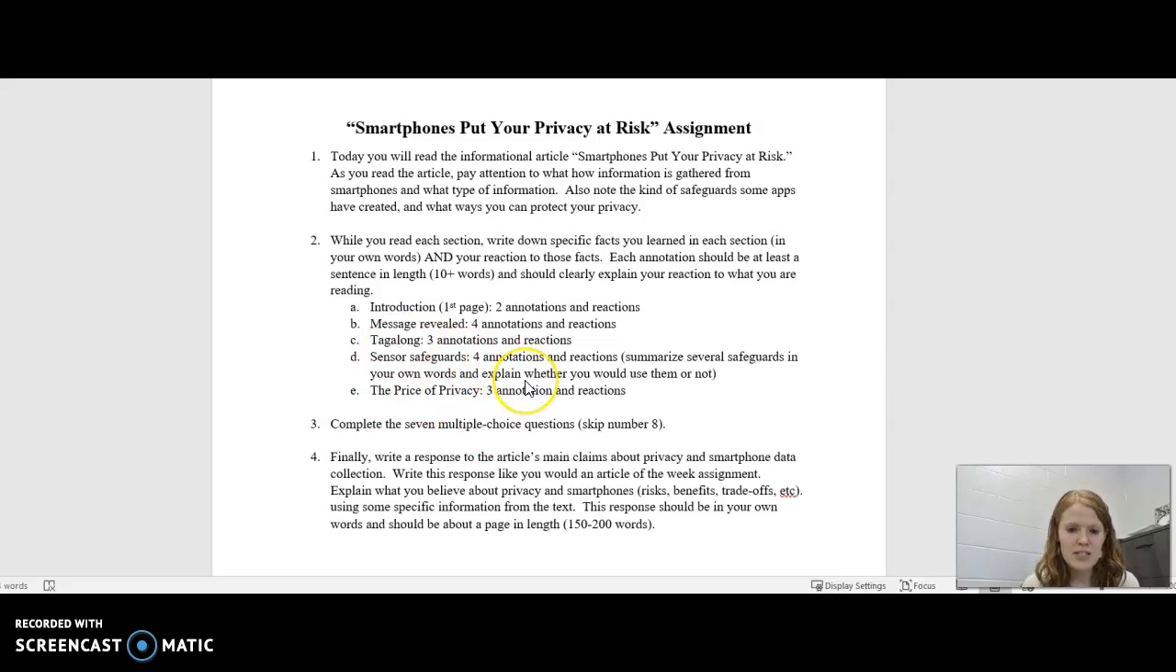For the message revealed section, 4 annotations and reactions, the tag along 3, the censor safeguards, 4 annotations and reactions. With your annotations in that section, I want you to summarize the safeguards, summarize some of the apps, like what they do to safeguard your data, and then explain in your reaction whether you would actually use them or not. Also, the price of privacy, just write down 3 annotations and reactions for that section.